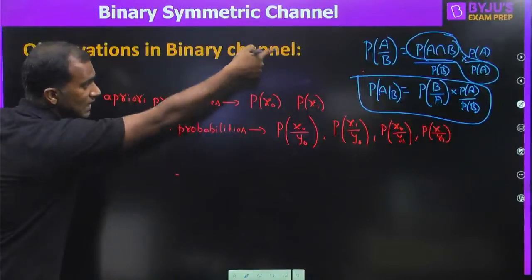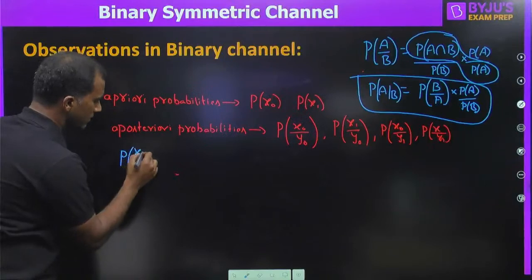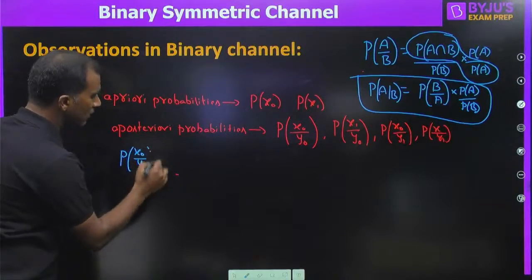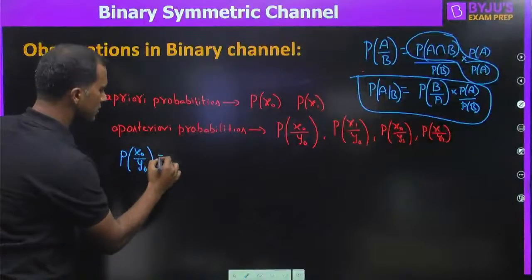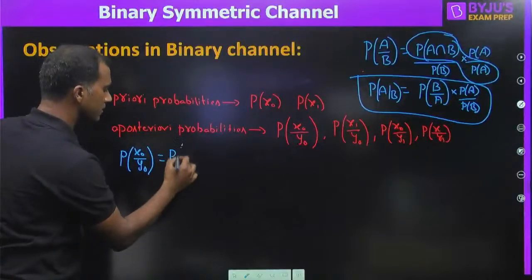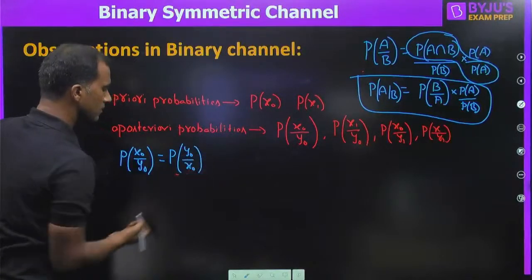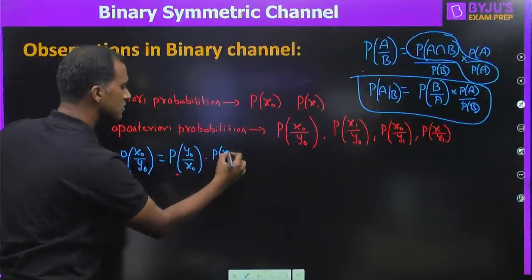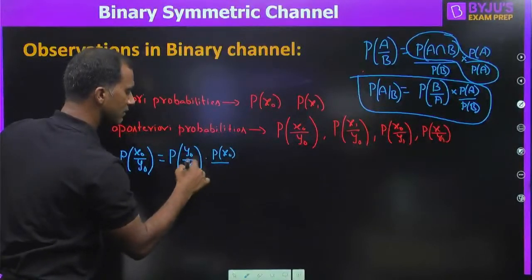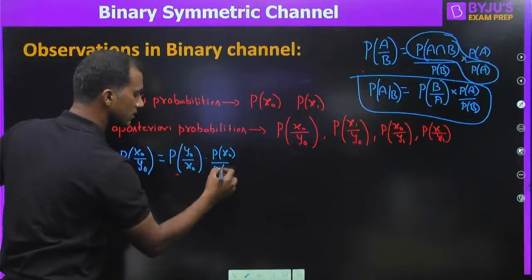Right. So using that basic, can anyone tell me how to express P of y naught given x naught? All these four probabilities I want you to express in that format. So P of x naught given y naught, how to write it? P of y naught given x naught into P of x naught. See this one? Whatever is in the denominator, write that in the numerator. Whatever is in the numerator, write it in the denominator.